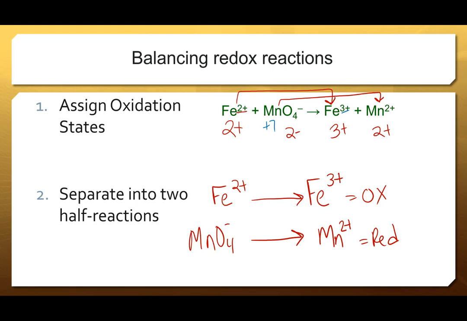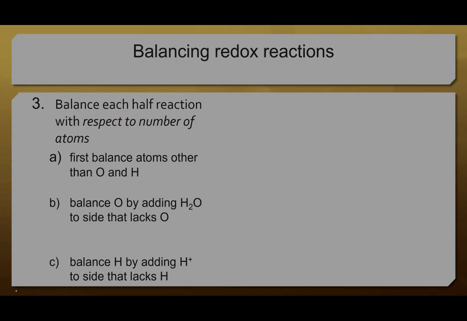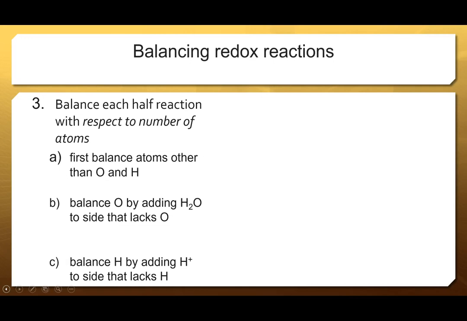All righty. The next step is to balance each of the half reactions with respect to mass, or with respect to number of atoms. The first one we have is Fe2+ becomes Fe3+. I've got one iron on each side, and that's balanced. Nothing to do there.